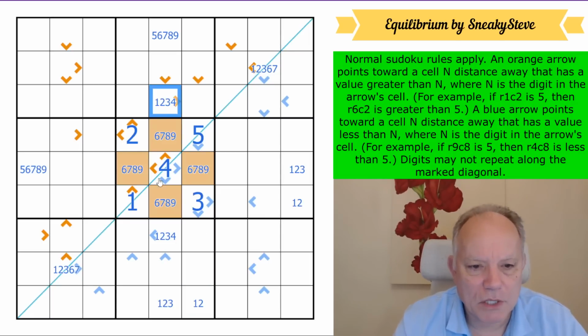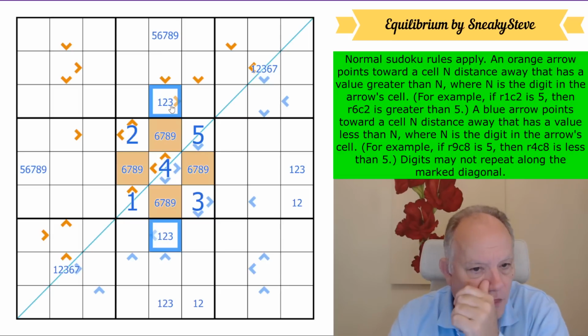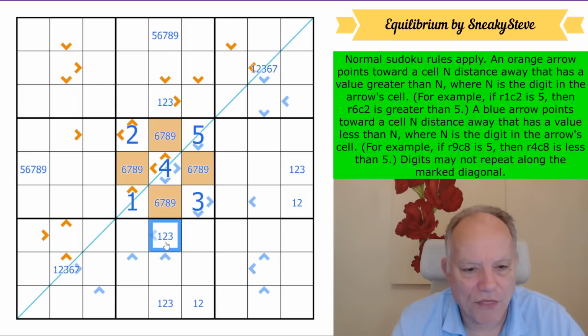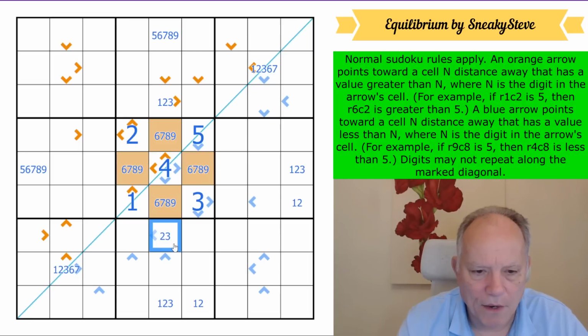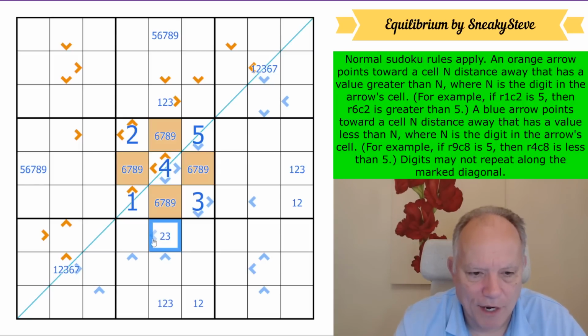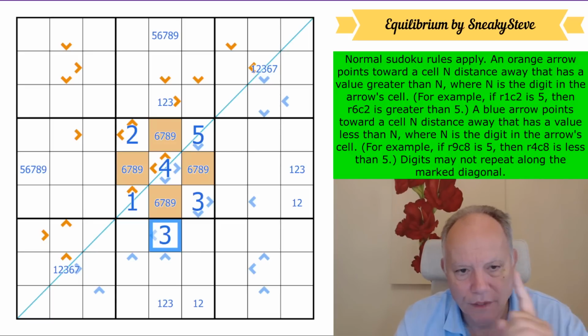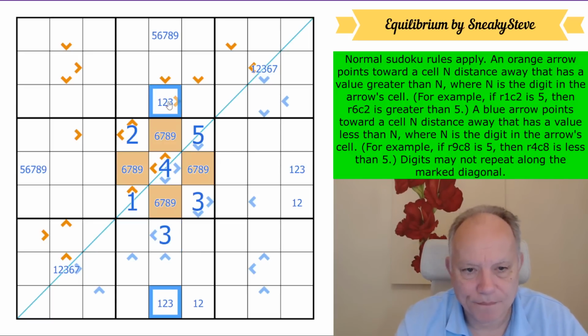Now, what I did spot is this 1, 2, 3, 4 quad that we've just created in the central column. So those can't have a 4 in. Now, this one is a low number. This can't be a 1 because it's pointing at a lower number. It can't be a 2 because that would be a 1 and the diagonal already has a 1 on. So that's a 3. Now I've got a 2, 1 pair in the bottom row.